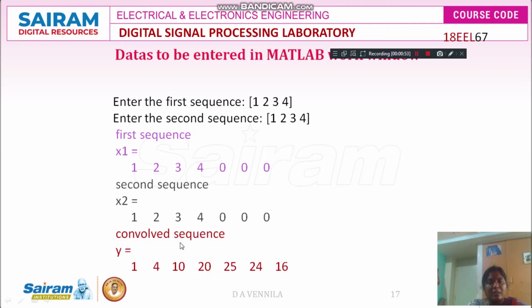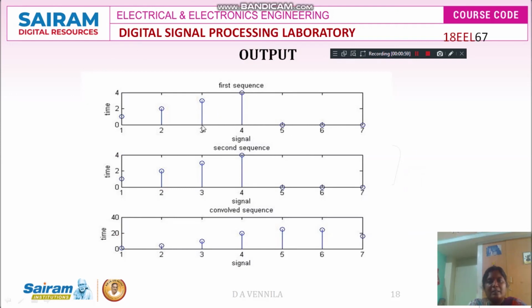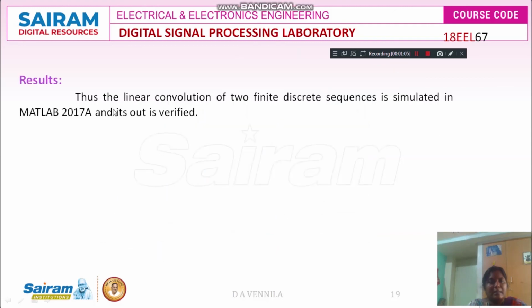After convolving this, you will get the convolved sequence 1, 4, 10, 20, 25, 24, 16. This is the output which we have got when we simulated the experiment, and this is the result. Thus the linear convolution of two finite discrete sequences is simulated in MATLAB, and the output is verified. Thank you, students.